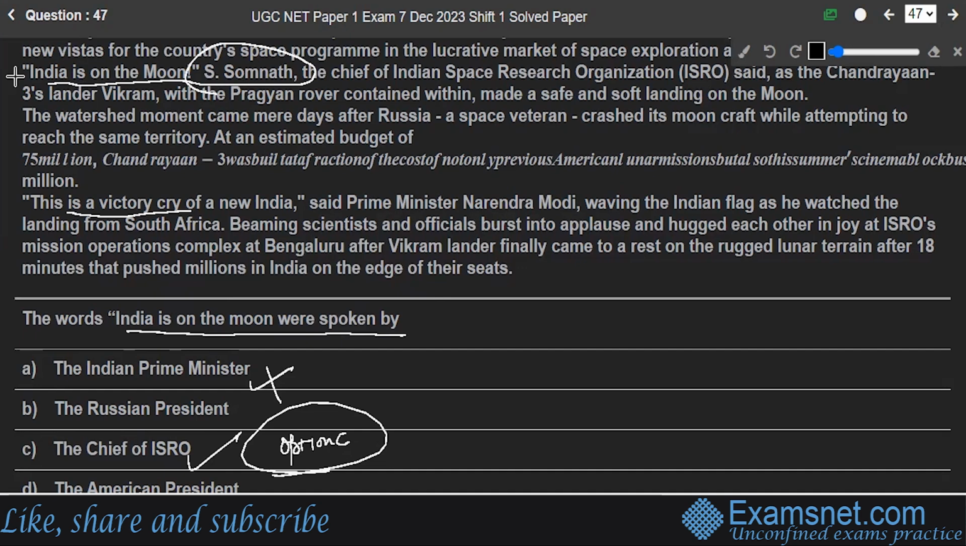Option C. You can see it from here. India is on the moon. These were the words by S. Somnath, the chief of Indian Space Research Organization, that is ISRO. And Mr. Narendra Modi called this a victory cry for New India. These were his words. Hope you got that.